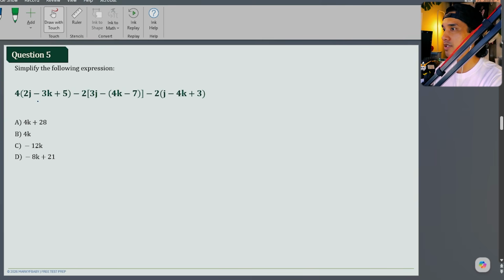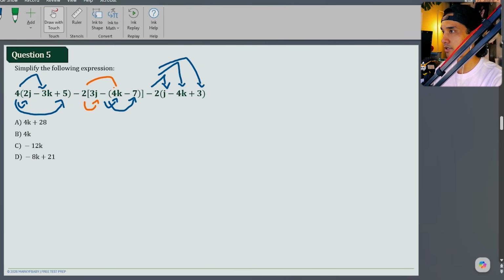So the first thing that I would do is distribute. Distribute this 4, distribute this 4 over here, distribute this negative. Remember I said treat that negative like a negative 1. And distribute this negative 2 to all these 3 terms. So after you distribute this negative to the parentheses, then I would distribute this negative 2. I will put that in orange just to show that this is what I'm going to do second. So let's go ahead and do this.